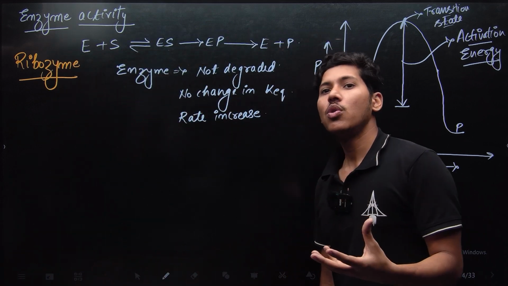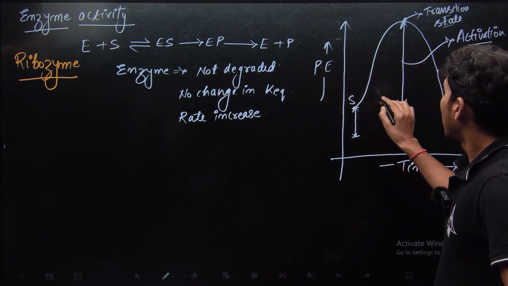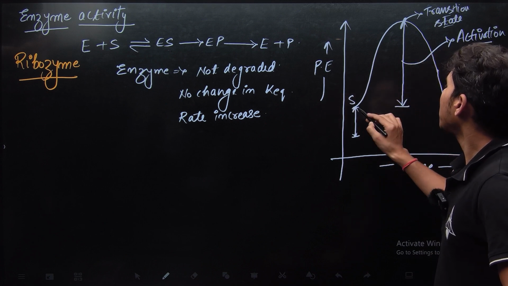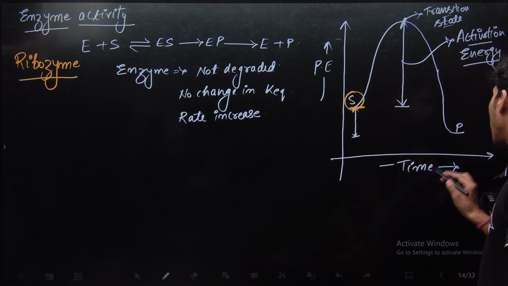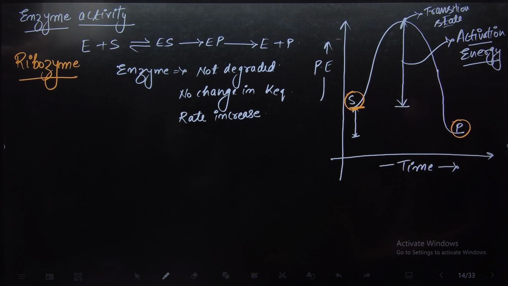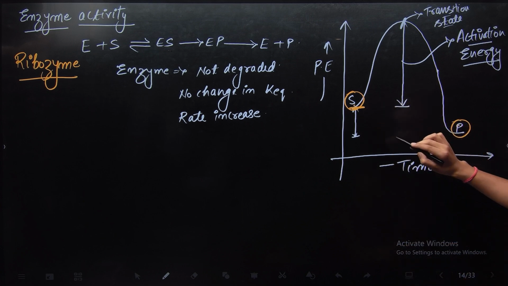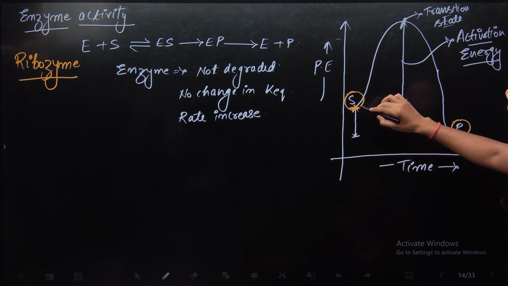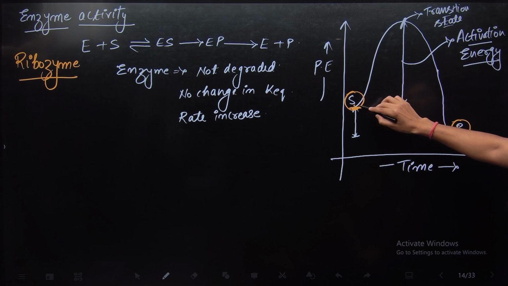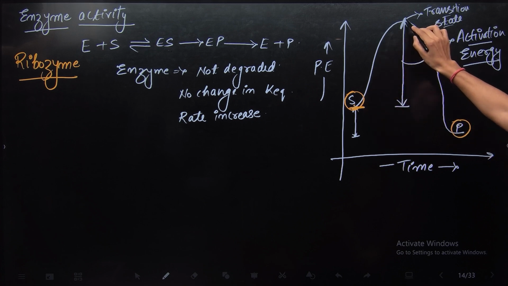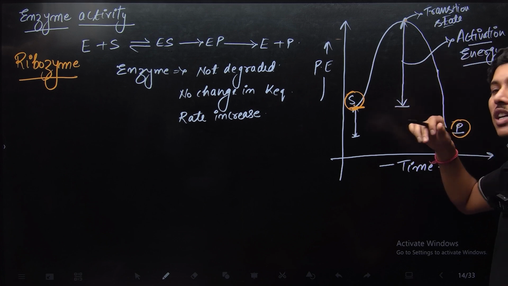But we know that the substrate will initially be present at some potential energy state, and the product will also have some potential energy. If this substrate has to form product, then initially it has to activate itself, and it will get activated if and only if it absorbs a certain amount of energy known as activation energy. Otherwise, it will not form product.